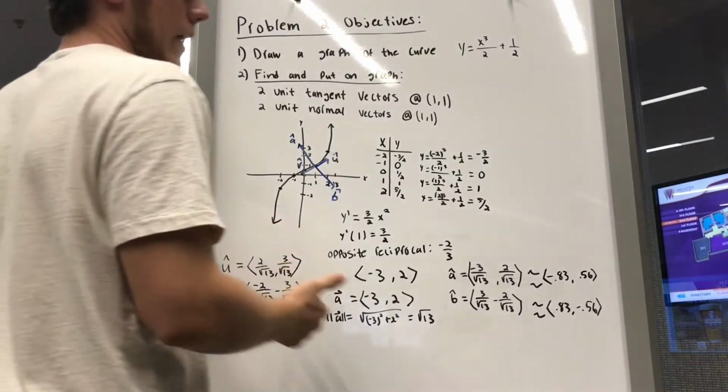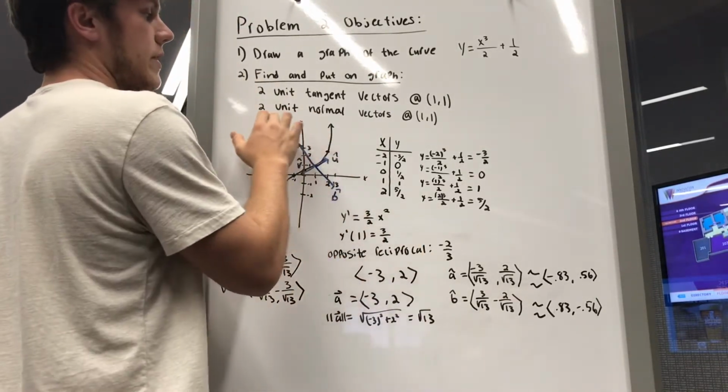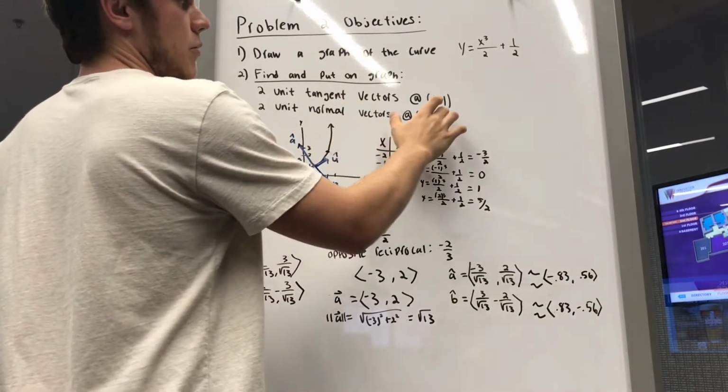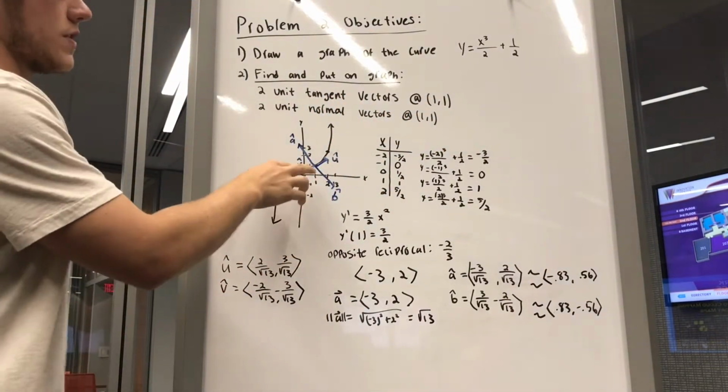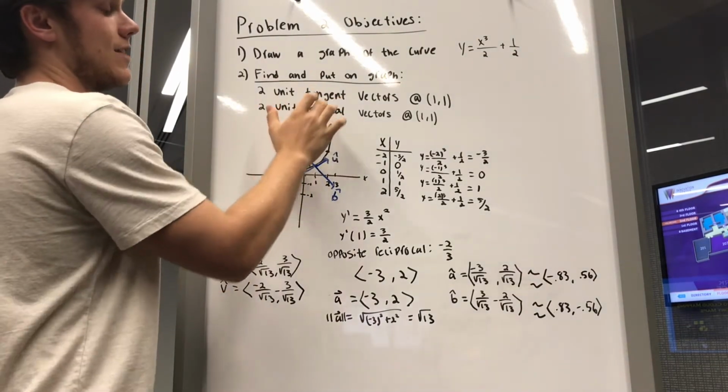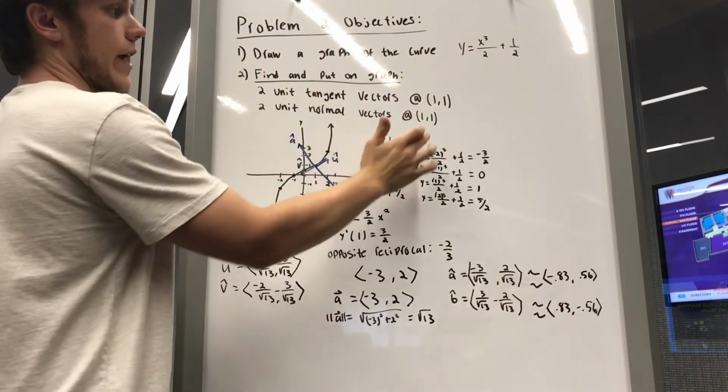Now, it is important to note that vectors are not bound to a certain point, so these two unit normal vectors and two unit tangent vectors at the point 1, 1 are not actually there. We're just putting them on the graph there in order to better represent the fact that they are tangent and normal to this curve at the point 1, 1.